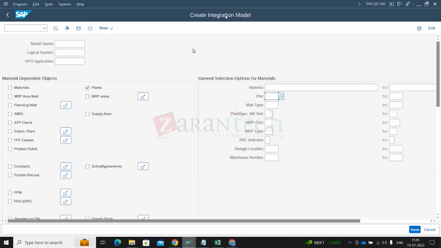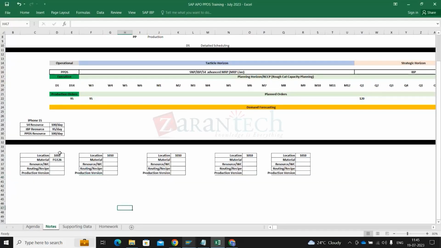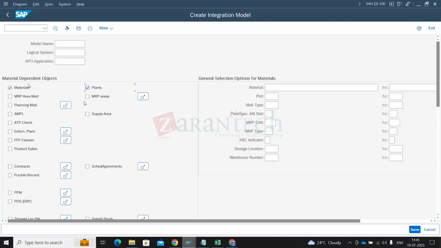So my next question in the next class would be, what is the sequence of transferring the data? This is the most important part. You cannot send a material first and followed by plant later. Doesn't work that way. You have to send the plants first, then materials and so on. So the sequence is important. I hope you are aware about it. So if I have to send the plant, I would just select 1010 here and generate.